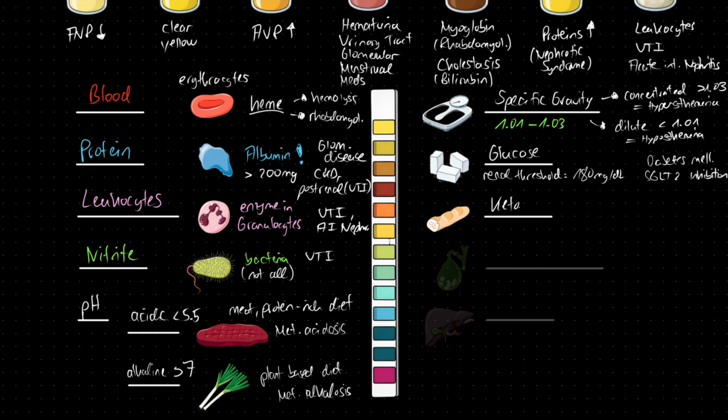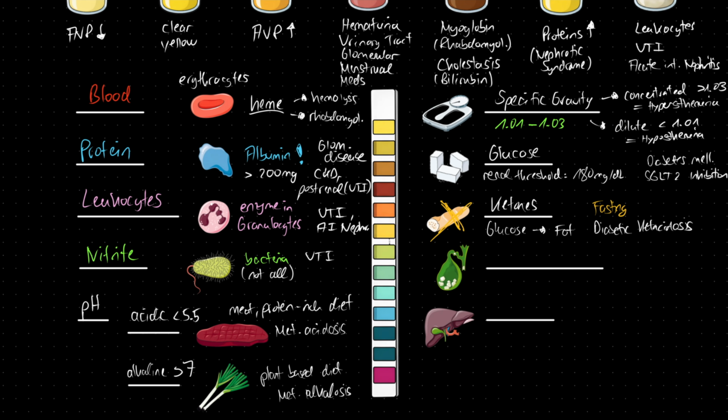Next are ketones. Ketone bodies are produced when the body switches from glucose metabolism to fat metabolism. This occurs during prolonged fasting, but also during diabetic ketoacidosis, where insulin deficiency prevents glucose from entering cells.